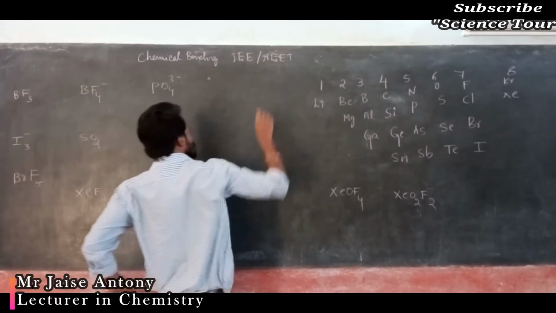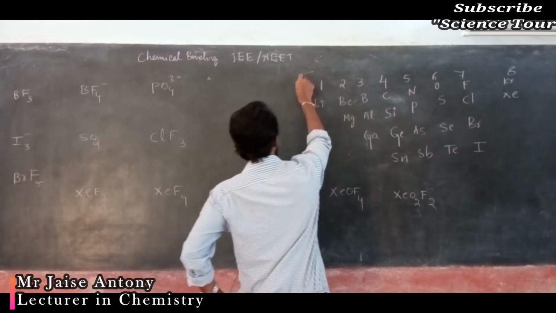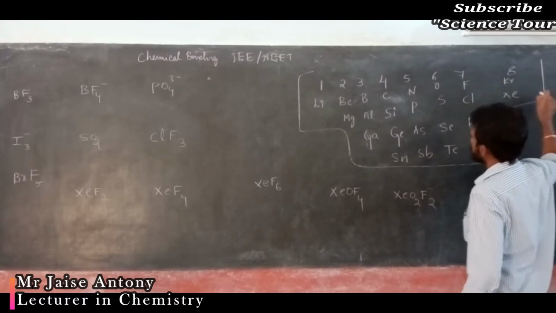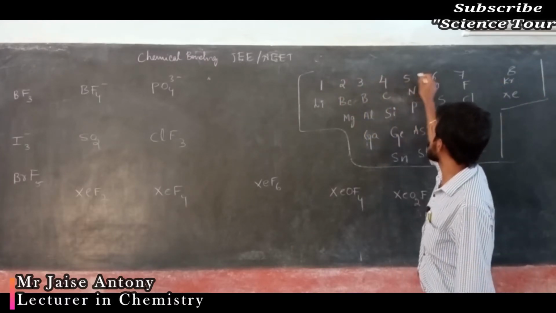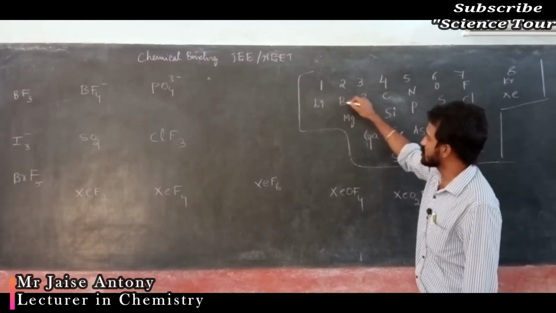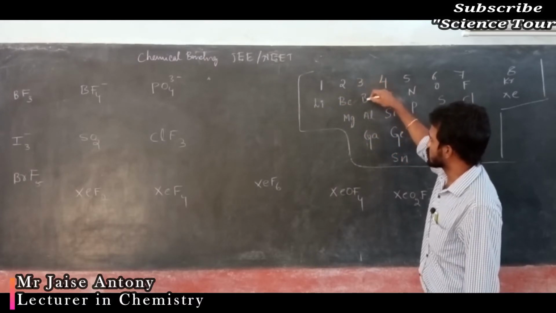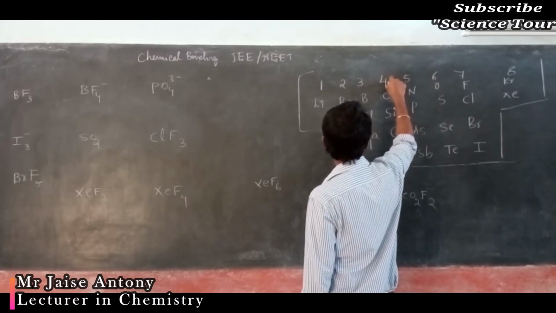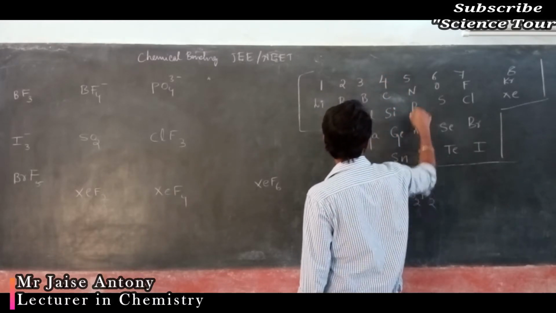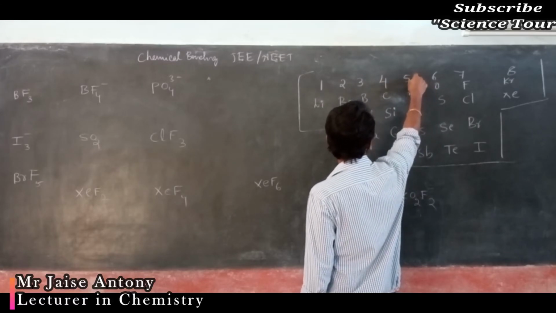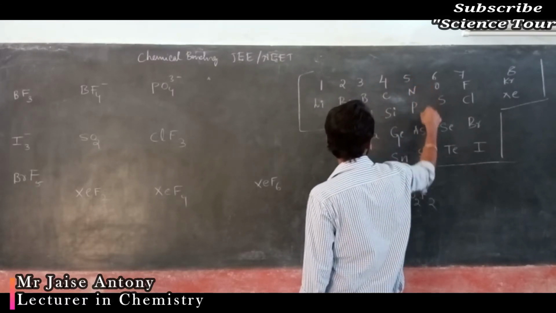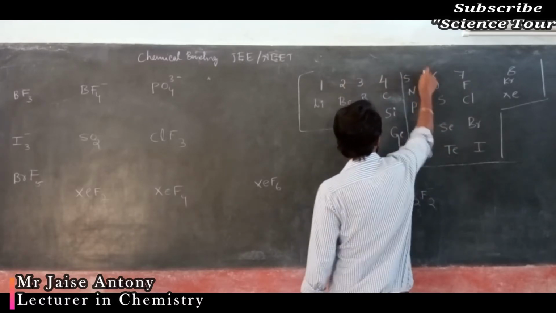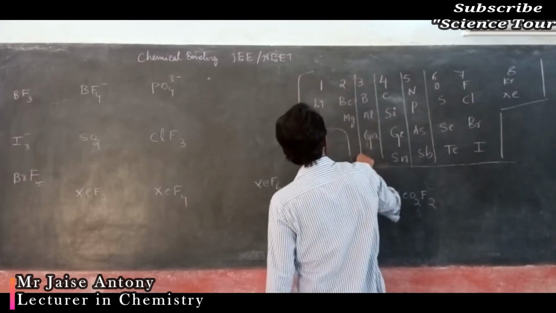Okay, my dear students, first of all I have given one table. How can we find it out using this table? That's the question. I wrote here 1, 2, 3, 4, 5, 6, 7, 8. Below that, lithium, beryllium, magnesium. In the third row I wrote boron, aluminum, gallium, and in the fourth row carbon, silicon, germanium, tin. Understood? In the fifth row nitrogen, phosphorus, arsenic, antimony, like that.